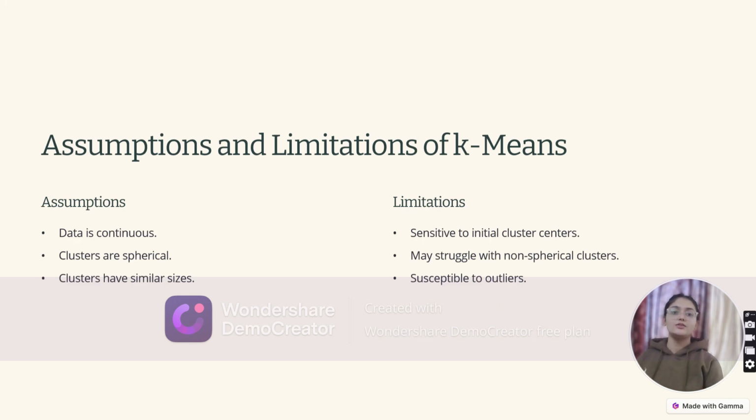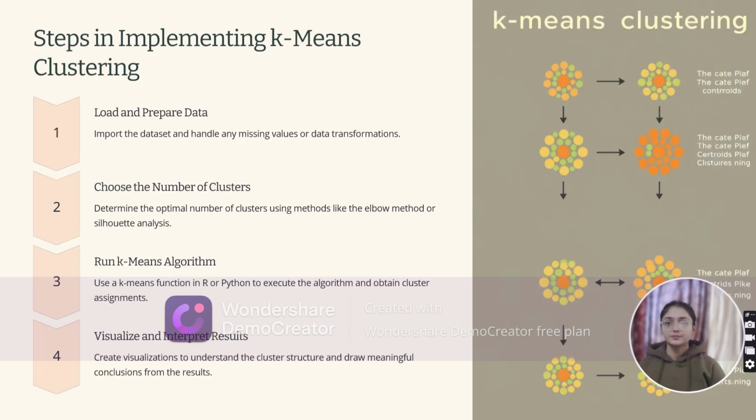Assumptions and limitations of k-means. Assumptions: data is continuous, clusters are spherical, and clusters have similar sizes. What are the limitations of k-means clustering? We will see here: it is sensitive to initial cluster centers, may struggle with non-spherical clusters, and is susceptible to outliers.